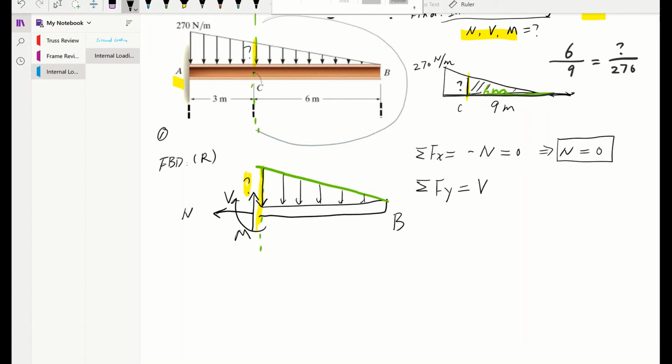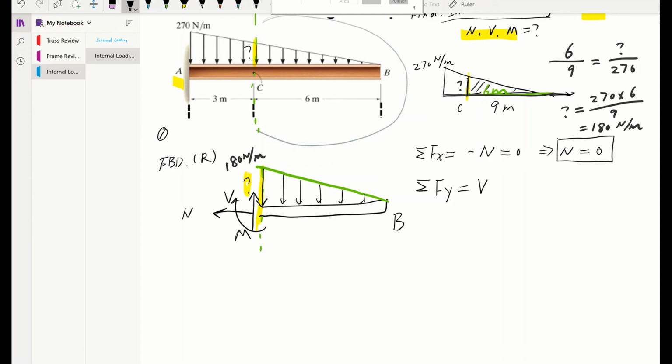So from here, you can calculate the intensity where you cut will be 270 times 6 divided by 9. That will give us 180, and the unit is Newton per meter. Okay, so knowing that, we can actually write it down here. So that's 180 Newton per meter.